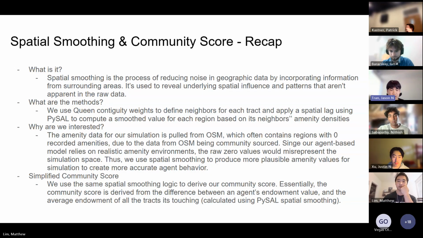And one thing that we also worked on is a simplified community score. We'll talk about the community score later, but essentially the simplified community score derives from the same spatial logic, where the community score for endowment is derived from the difference between the agent's endowment and its neighboring tract's endowments.